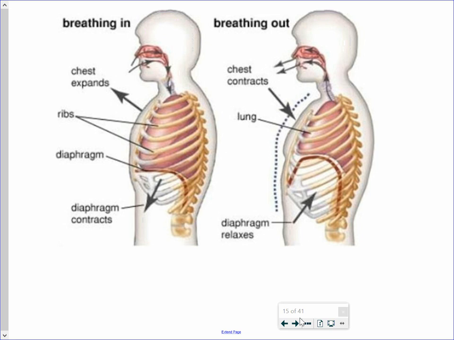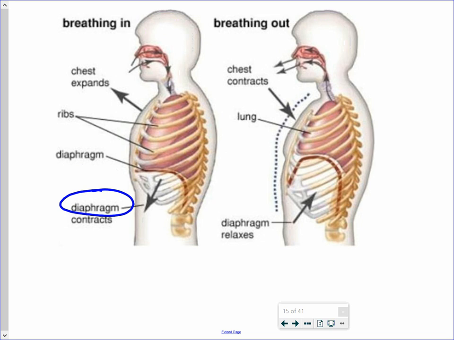How this does happen is by using several different muscles and what is referred to as negative pressure. Negative pressure results in air not being pushed into the lungs, but being drawn into the lungs. This muscle right here, the diaphragm, is your primary respiratory muscle. There are other muscles that might be involved in breathing as well, especially during heavy exertion, like when you're exercising.